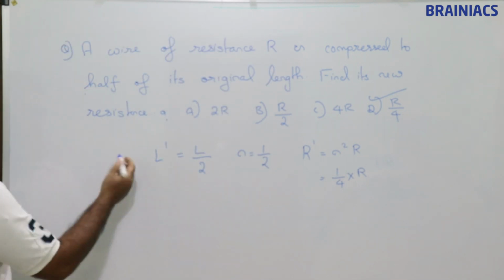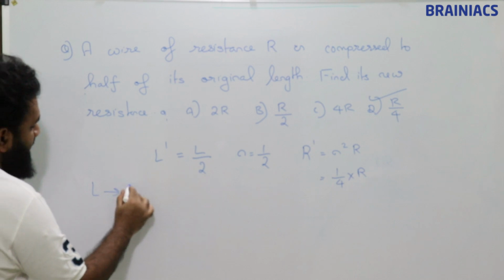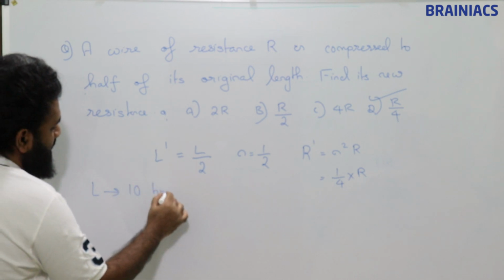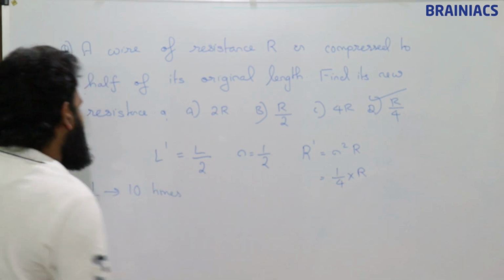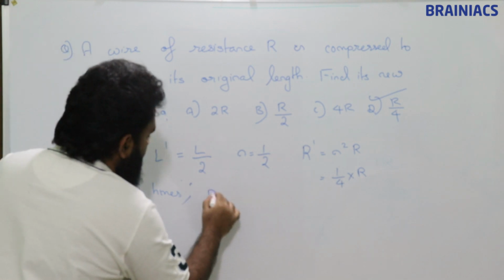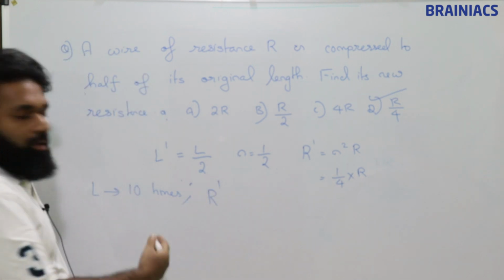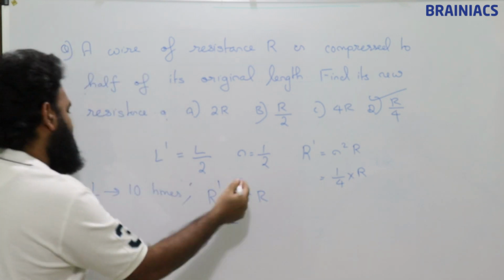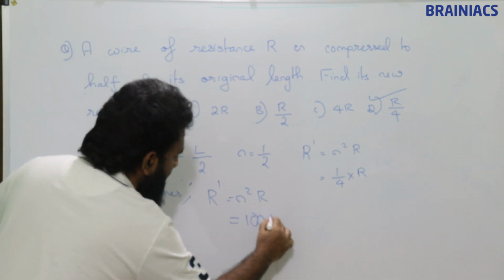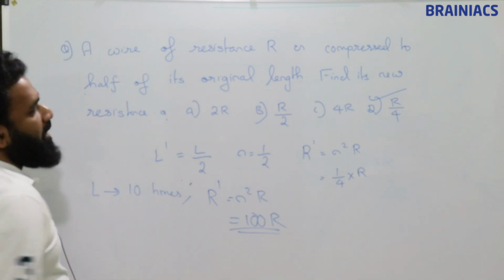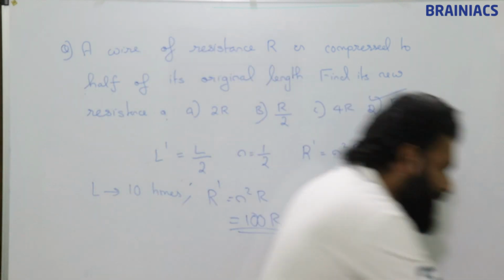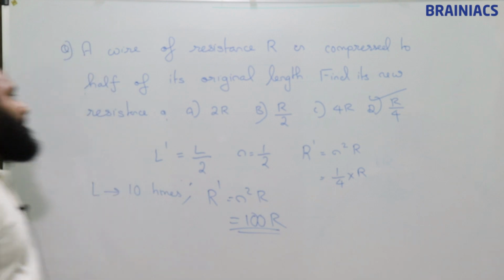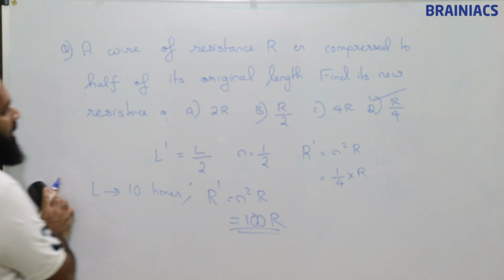So if length is made 10 times, what will happen to resistance? What will be the new resistance? R dash is going to be N square into R, 10 times, so this is going to be 100R. So likewise we can directly put the things.